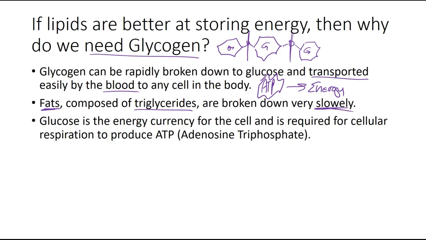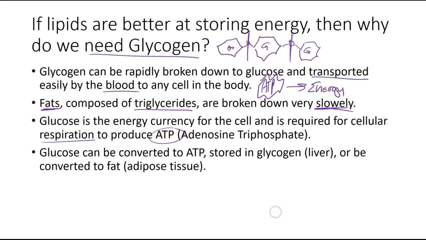Okay? Glucose is the energy currency for the cell and is required for cellular energetics, specifically cell respiration, to produce adenosine triphosphate, which I talked about earlier. Okay? Glucose can be converted to ATP. It can be stored as glycogen in the liver or be converted to fat, adipose tissue. It really depends on what the glucose demand is in the cell.